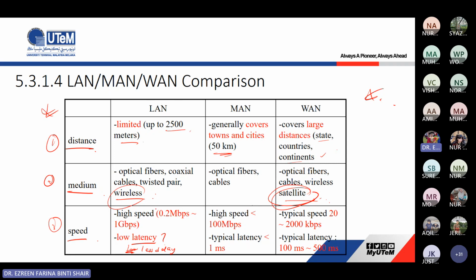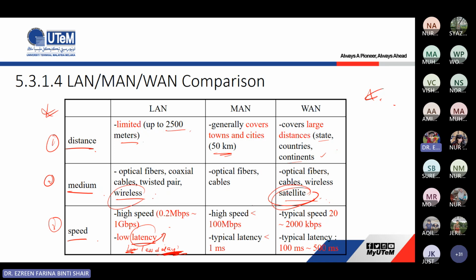The third one is in terms of speed. The local area network has the highest speed, between 0.2 megabits per second and 1 gigabit per second, and it has low latency. Latency means the delay, so it has less delay compared to the metropolitan and wide area networks. For the metropolitan area network, the speed is less than 100 megabits per second, and the typical latency is less than 1 millisecond. For the wide area network, the typical speed is between 20 and 2,000 kilobits per second only, and the typical latency, or delay, is between 100 and 500 milliseconds.